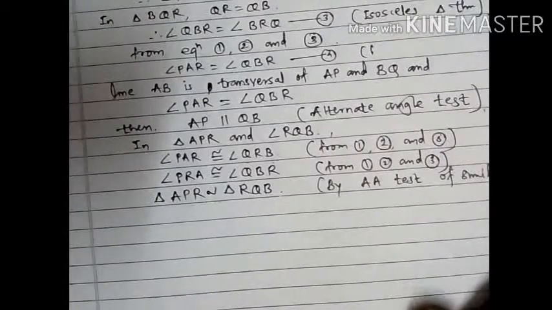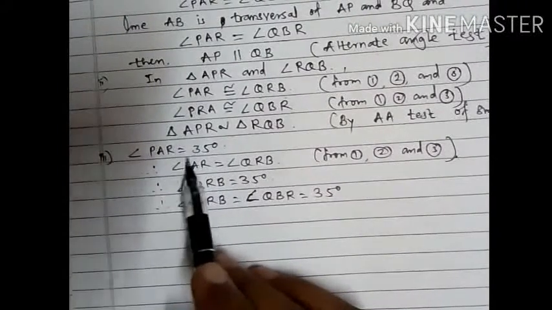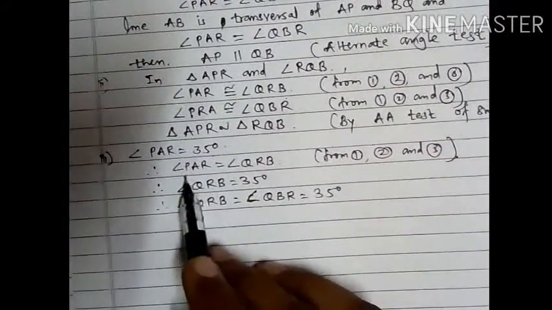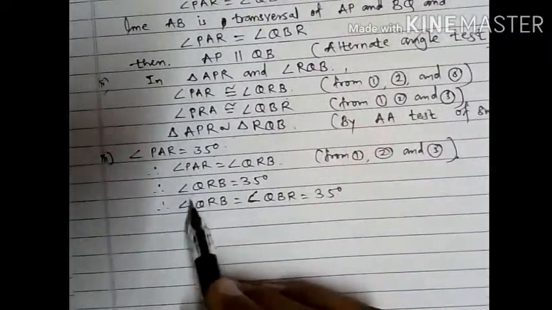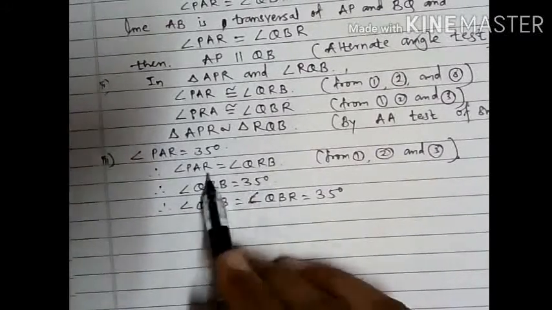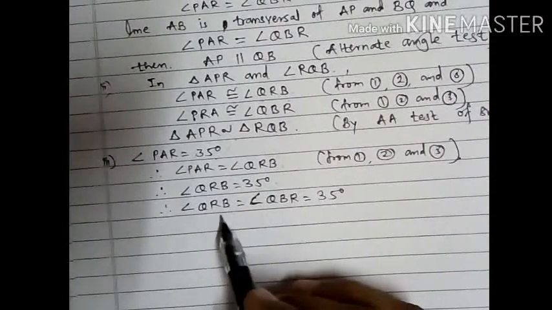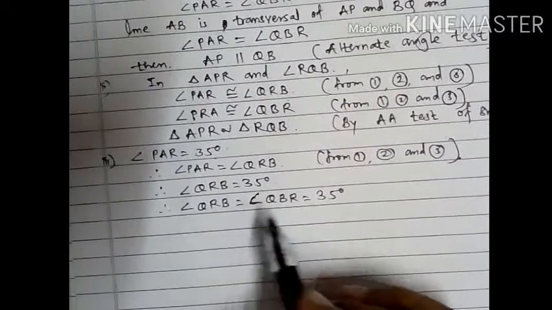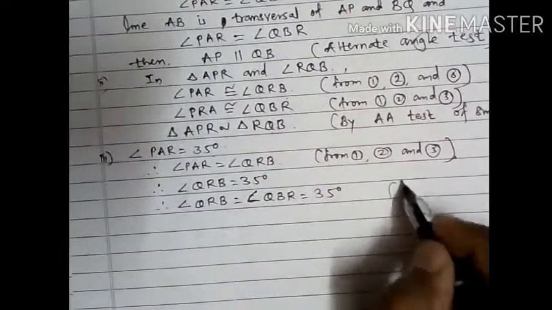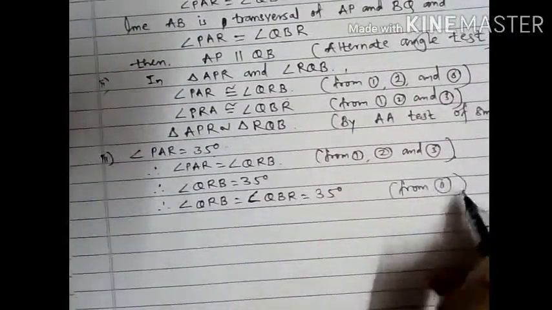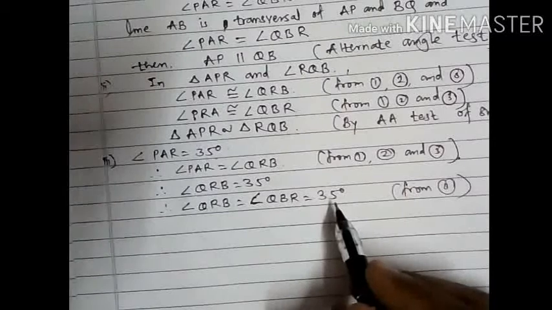Now take the third question. Given that angle PAR is equal to 35 degrees, angle PAR is equal to angle QBR from 1st, 2nd and 3rd. Therefore, angle QBR is equal to 35 degrees because these two angles are congruent. Again, angle QRB is equal to angle QBR. Therefore, from equation third, the measure of these two angles is 35 degrees. Also find the angle RQB.